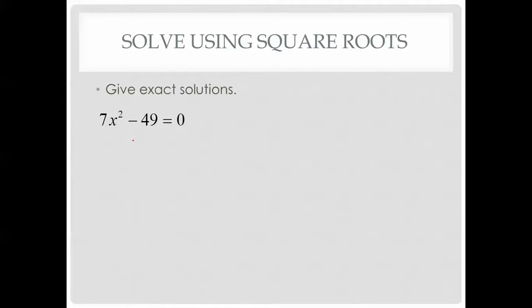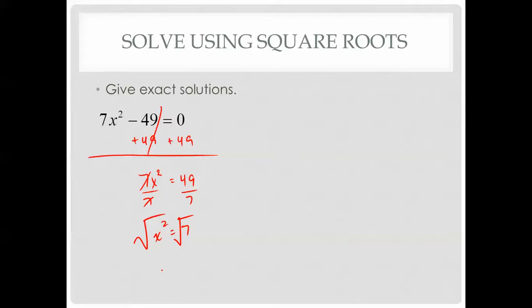Alright, so next, we're going to add 49 here. We get 7x squared equals 49. I've isolated my x squared term, but I still need to isolate x squared. So I'll divide by 7. x squared equals 7. Square root both sides. I get x equals plus or minus square root of 7. I cannot simplify that, so I'm going to leave it the way it is. That's an exact solution. Sometimes it may ask you to round to the nearest tenth or to the nearest hundredth.